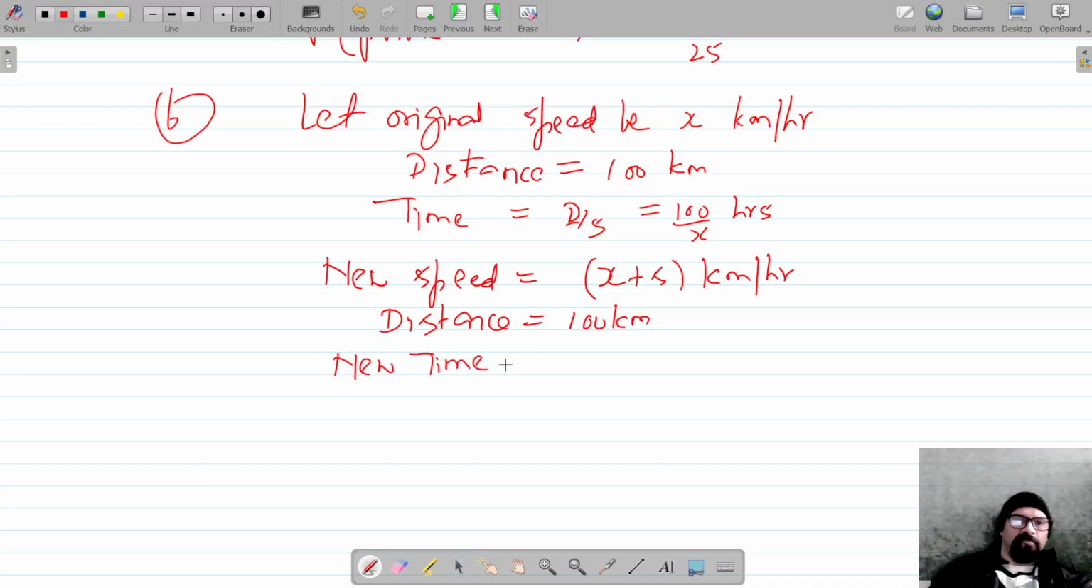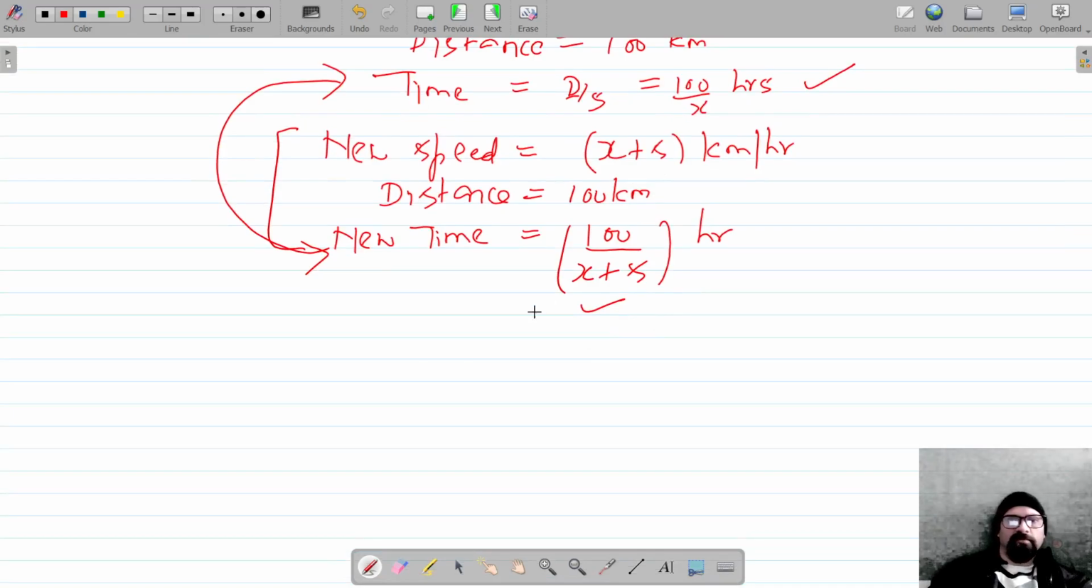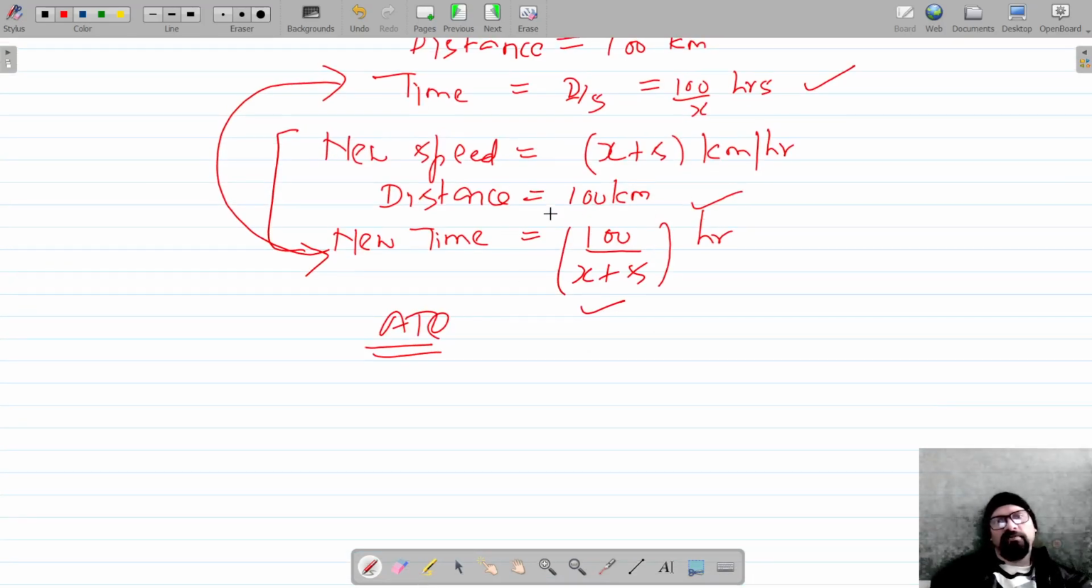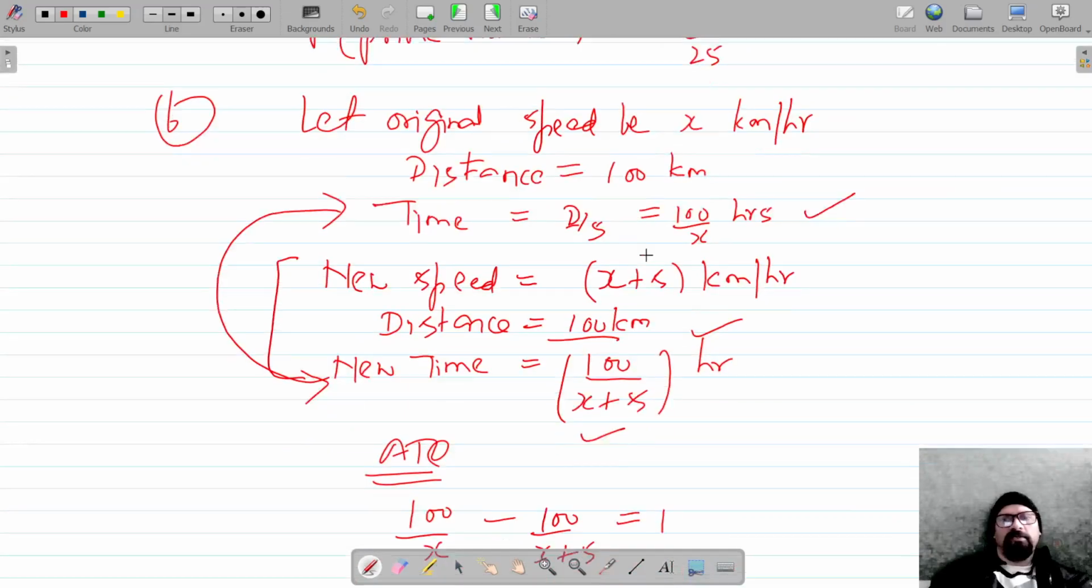Now we will get the new time. So when the speed is increased, this is once again distance by speed, which is 100 by x plus 5 hours. Now here the speed is increased, so this time is less compared to the original time. The original time is more than the new time, because the speed is increased, so we will take less time to cover the same distance. The difference between these two times is 1 hour. It's given that it's 1 hour less.